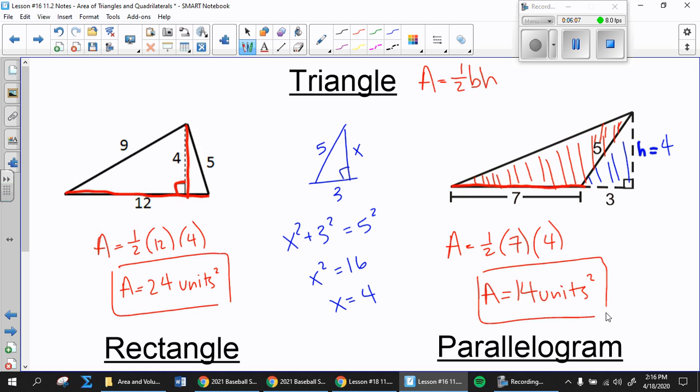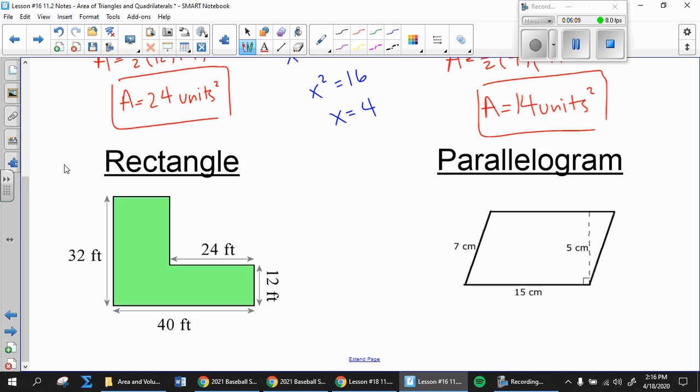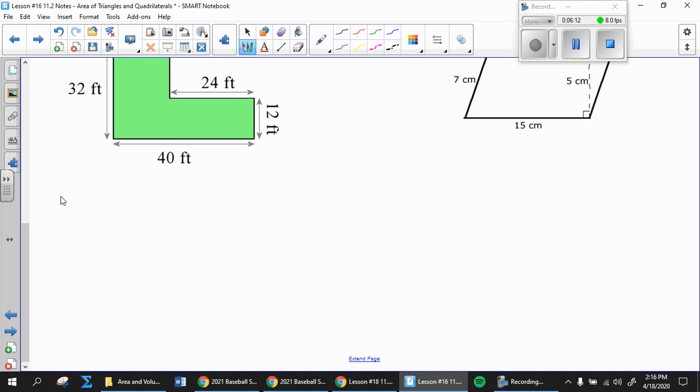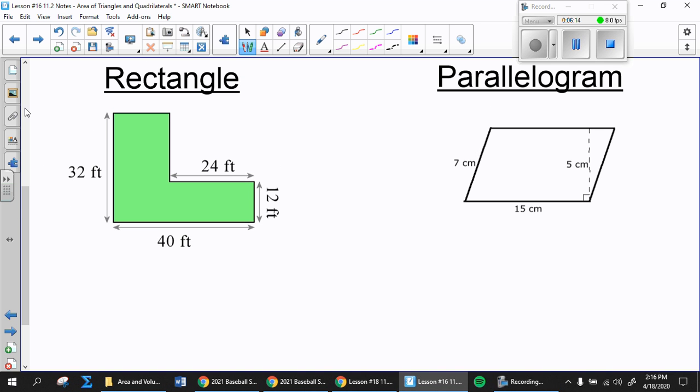Okay, so that's for a triangle. Rectangle, we've done this in the past. You've done this a lot. Remember, a rectangle is simply length times width or base times height. The only difference with this problem here is this isn't a rectangle right now. But we can split this to create 2 different rectangles. And then what we need to do from there is simply find the area of each rectangle and then go ahead and add those areas together.